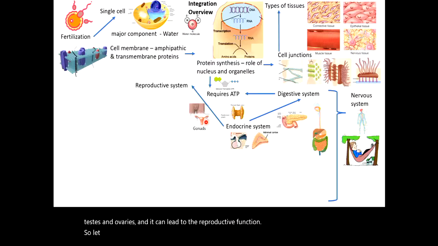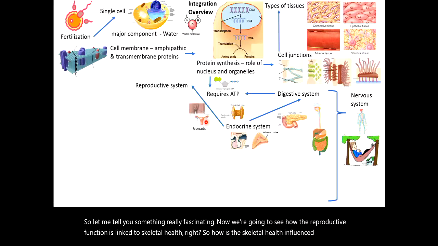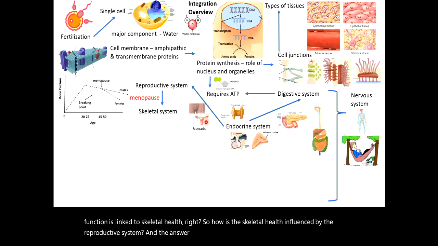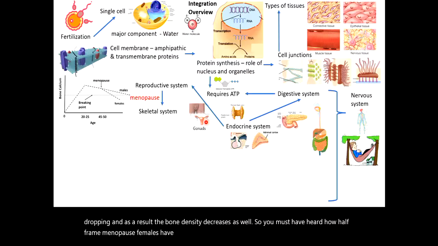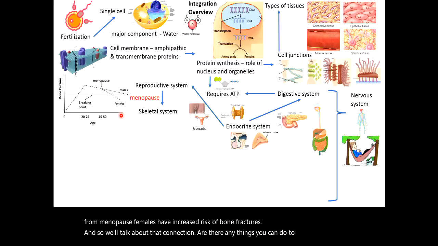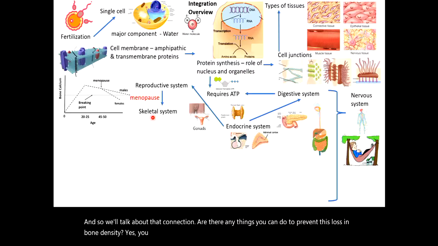So let me tell you something really fascinating now. We're going to see how the reproductive function is linked to skeletal health, right? So how is the skeletal health influenced by the reproductive system? And the answer is, in women after menopause, the estrogen level starts dropping, and as a result the bone density decreases as well. And so you must have heard how after menopause females have an increased risk of bone fractures. And so we'll talk about that connection. Are there any things you can do to prevent this loss in bone density? Yes, you could engage in a proper diet and also weight bearing exercises.